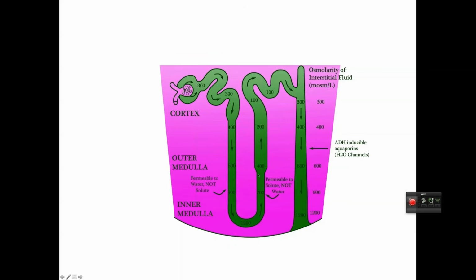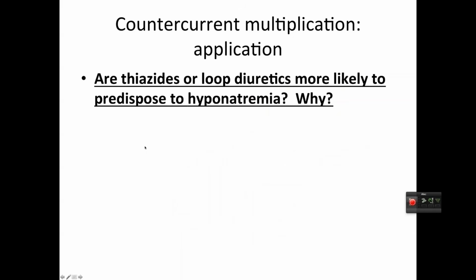So the thick ascending limb is basically salting the medulla. I never really thought about it that way, but that's true. We're salting the medulla, so water leaves from the descending limb. So as you get lower, it becomes more and more hypertonic, right? Now, we posed this question last time. Are thiazides or loop diuretics more likely to predispose to hyponatremia, and why?